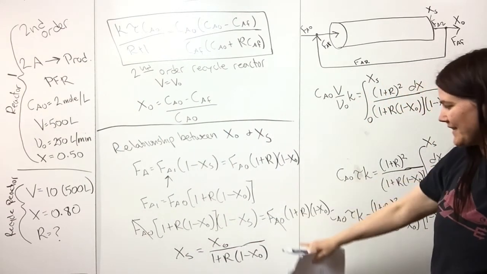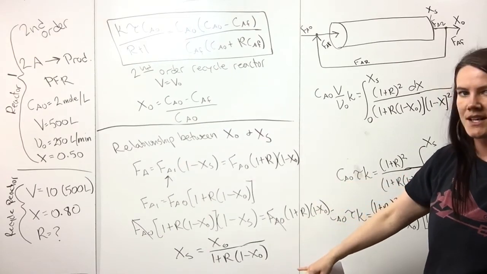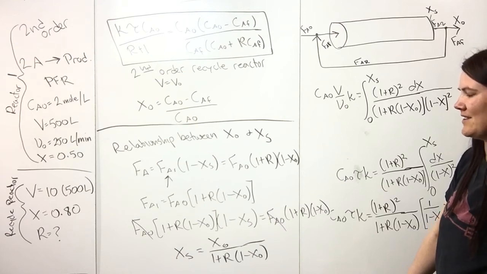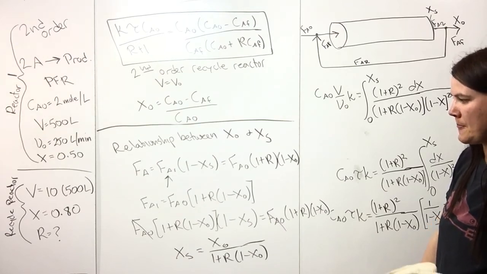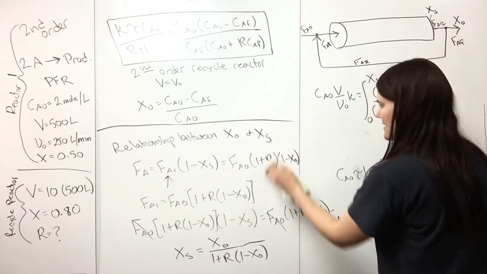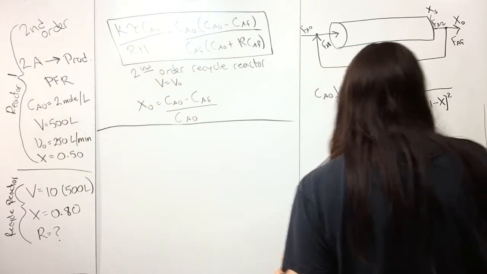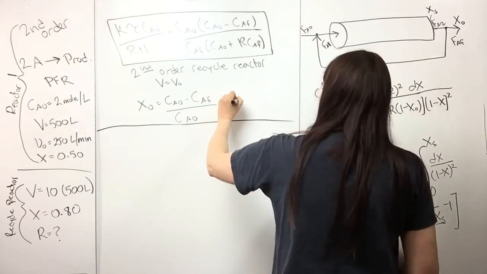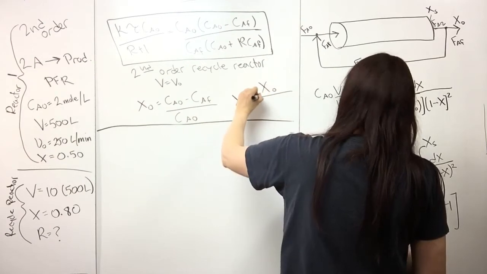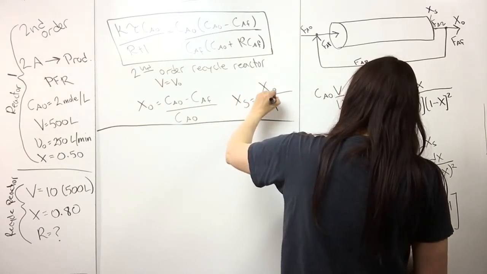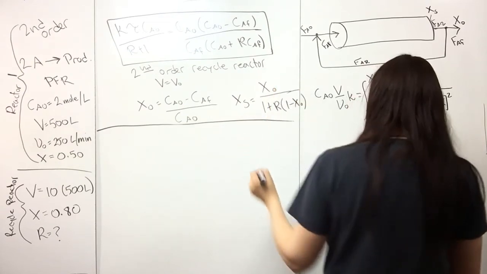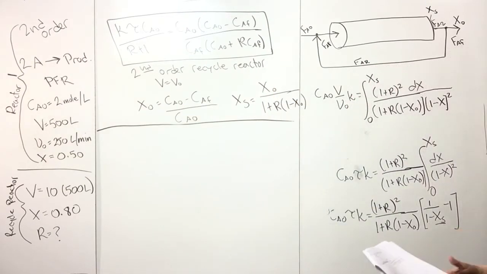I think I went through this in the Recycle Reactor video in detail, so you can go look at that. But if you just work through all this math, you'll get this. So I'm just going to write down this equation: XS is equal to X naught over 1 plus R times 1 minus X naught.